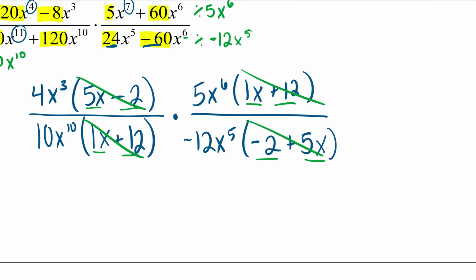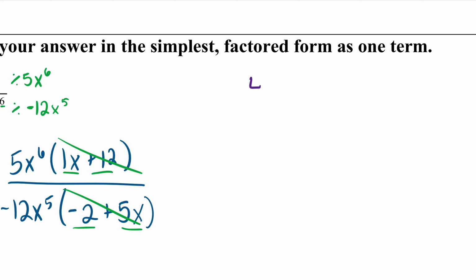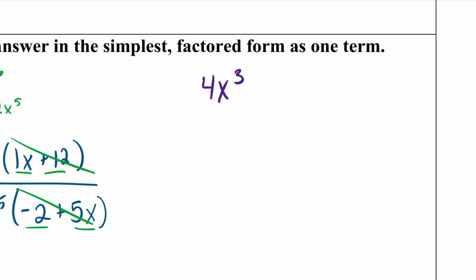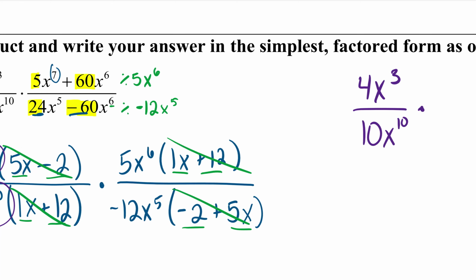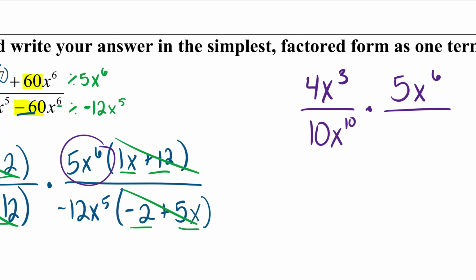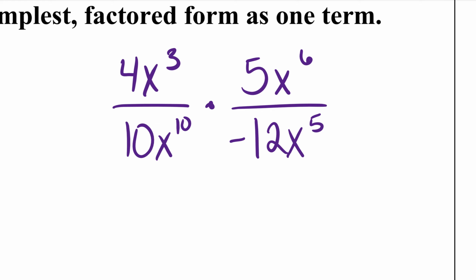Now, I'm going to go ahead and write whatever's left. So we have 4x to the 3rd, and then 10x to the 10th over 10x to the 10th times 5x to the 6th, over negative 12x to the 5th. All right, now from here, I just want to simplify. You can multiply everything and then simplify. That's totally fine. I'm going to go ahead and just simplify first.